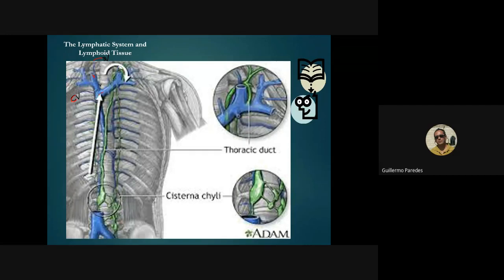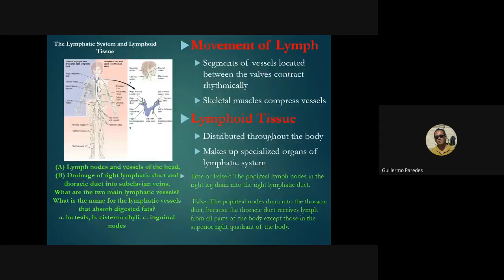Now, knowing that, we are going to see that there is this green vessel that is going to come all the way collecting all the lymphatic fluid from below this line. So all the lymphatic fluid from the lower extremities, pelvis, and abdomen is going to be collected bit by bit by this vessel. This vessel, before I give you the name, is going to drain here.